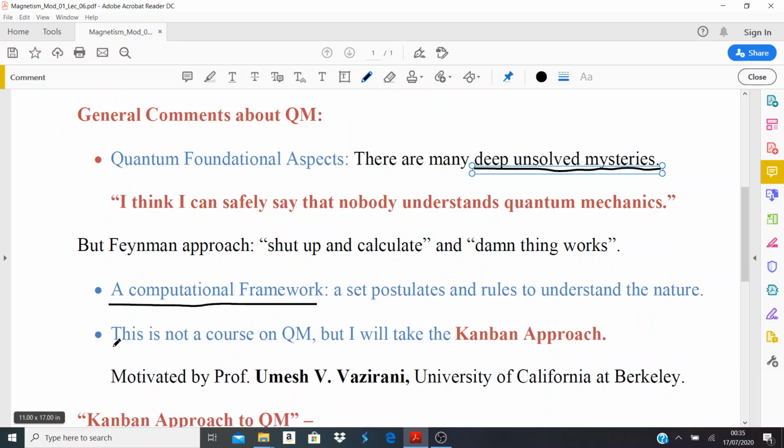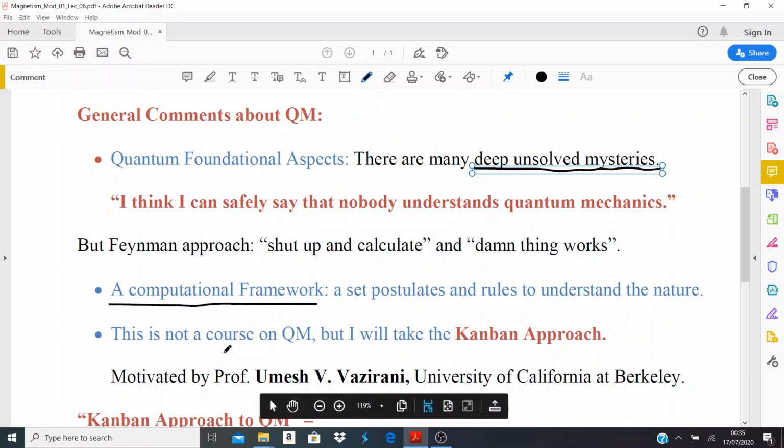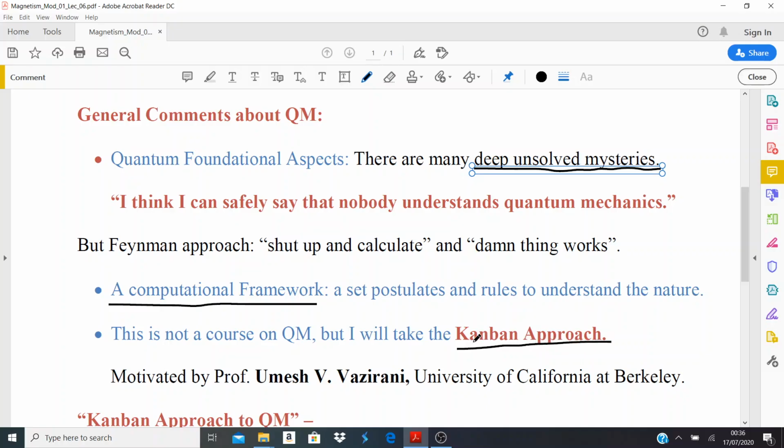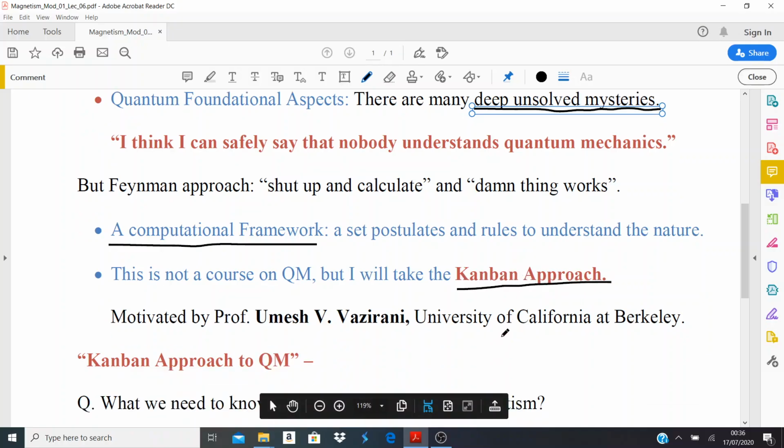And in doing this, I must say this is not a course on quantum mechanics, right? A standard quantum mechanics course can last for 3 semesters. So I'm not claiming that this is in any way a course on quantum mechanics, but to explain the things that are required to understand magnetism, I will use an approach called the Kanban approach. I first came across the approach from Professor Umesh Vazirani of the University of California at Berkeley.